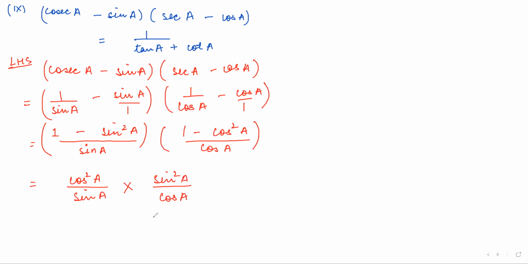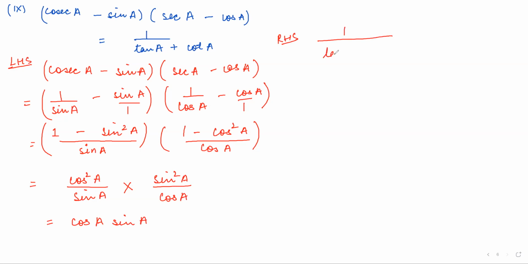Yes? Yes, ma'am. So 1 cos in the numerator will get cancelled out. So only cos A into sine A will remain, right? Yes, ma'am. So I think it cannot be simplified further. So let us simplify the RHS also, and let's see if it comes out the same or not.